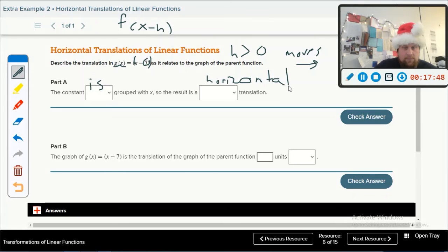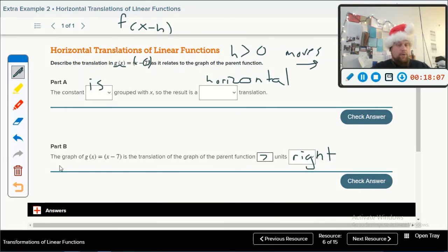And how far is it moving? Well, the graph of g of x equals x minus 7 is the translation of the graph of the parent function 7 units to the right. If it was a plus, it would be 7 units to the left.